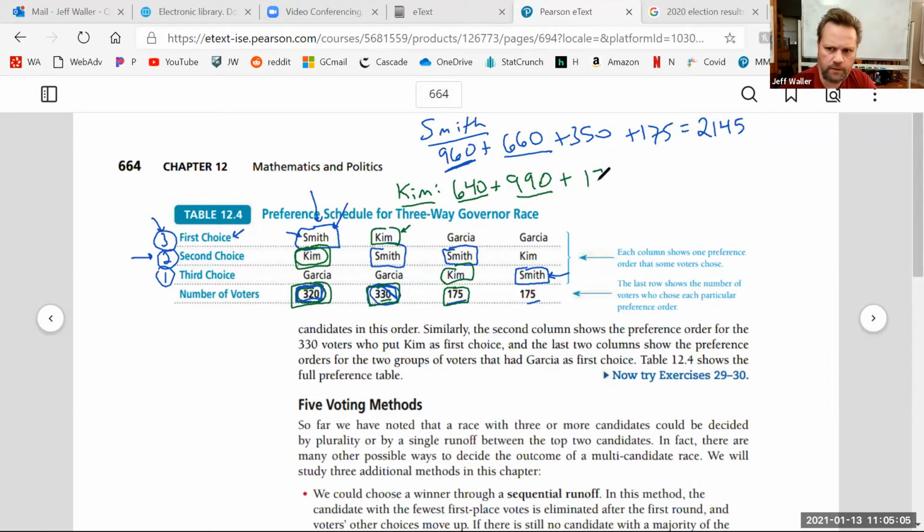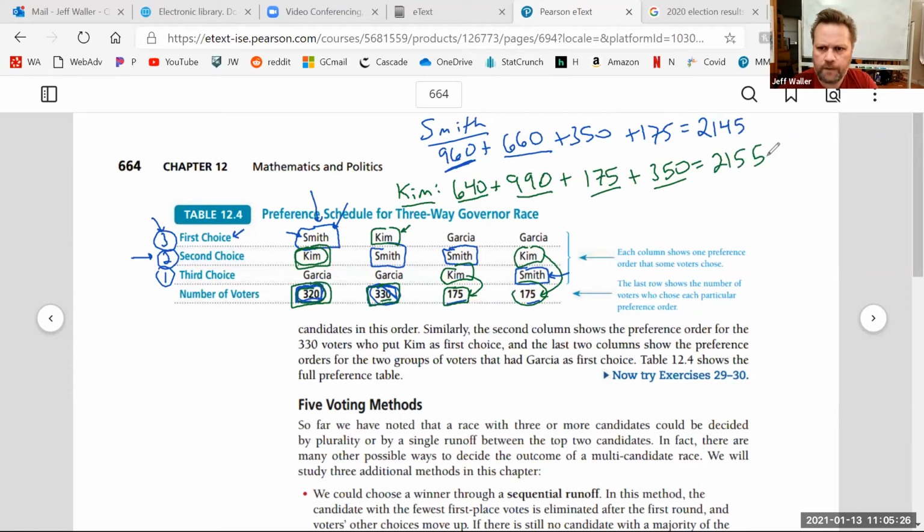And then Kim gets third choice in the third row. And that's 1 point. So that's 1 times 175. And then in the last column, second place, so you get 2 points for each of these, 350. And so I think somebody added it up, 2155. Is that what you said?